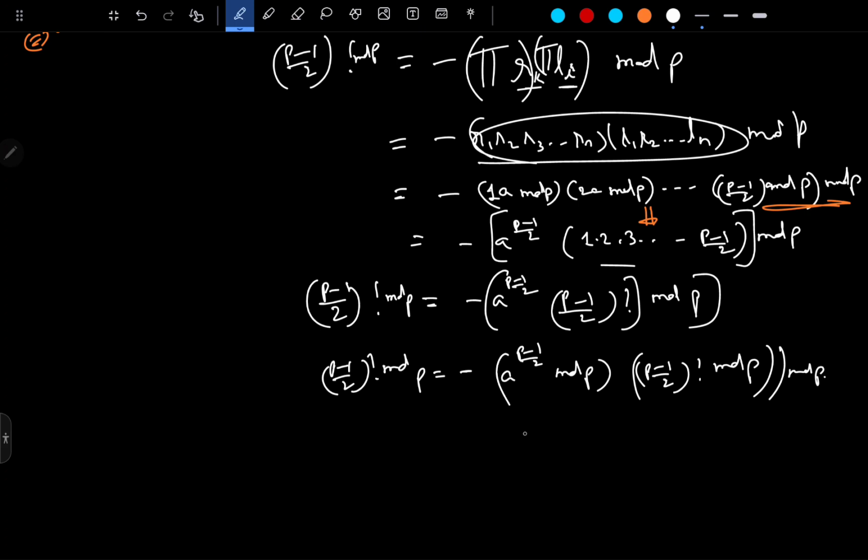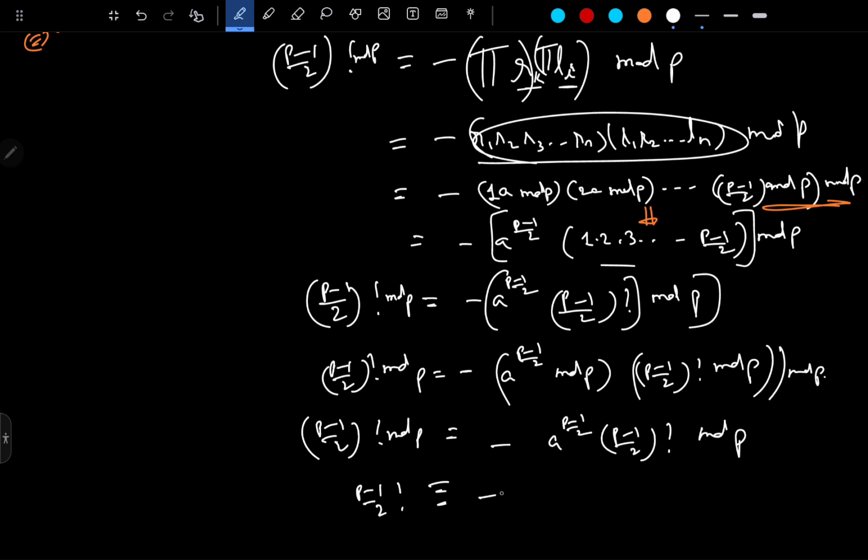To simplify, because of this mod p we are talking about congruency. To cancel this one we involve so much trouble. So how can I write from this theorem, RHS to LHS? a power (p minus 1)/2 times (p minus 1)/2 whole factorial mod p. So this can be written as (p minus 1)/2 factorial is congruent to minus a power p by 2 times (p minus 1)/2 factorial mod p. This is congruence. Now I can cancel like this.